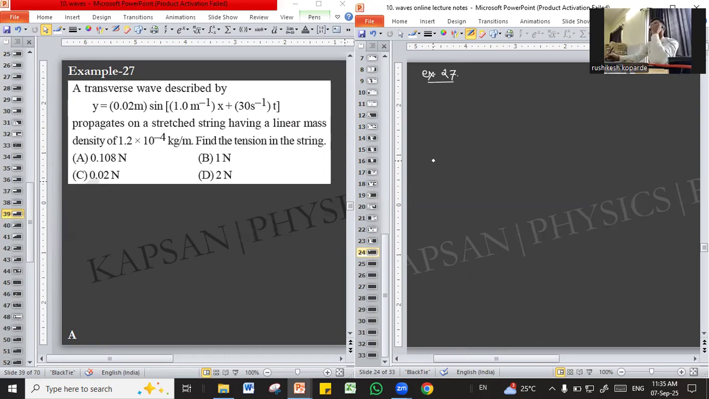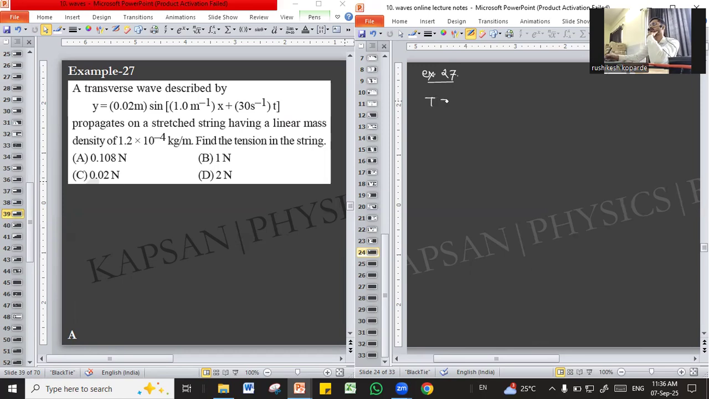A transverse wave described by the equation y is equal to a sin(kx plus omega t). So I got the value of k: 1 meter inverse. Actually it is radian per meter; they have written per meter, doesn't matter. It propagates on a straight string having linear mass density mu, mass per unit length, 1.2 into 10 raised to minus 4 kg per meter. Find the tension in the string.